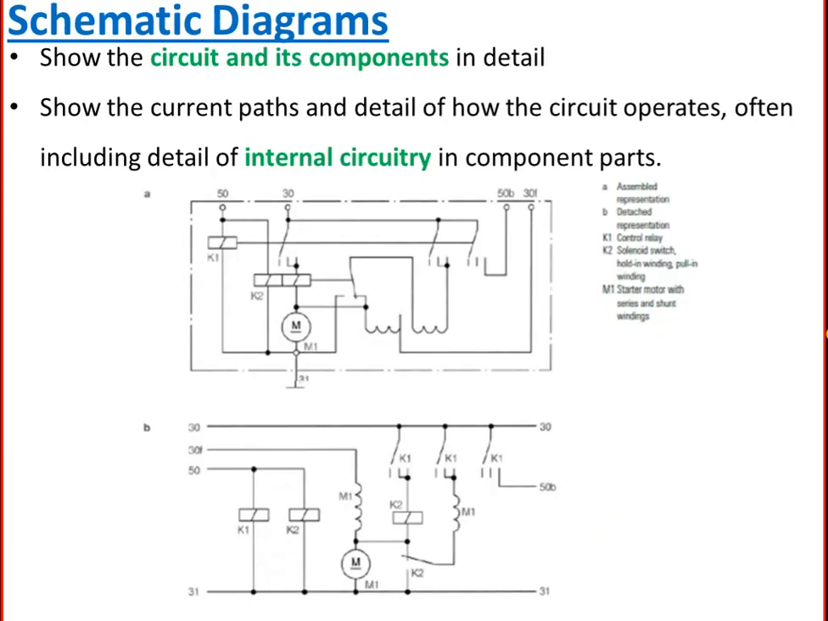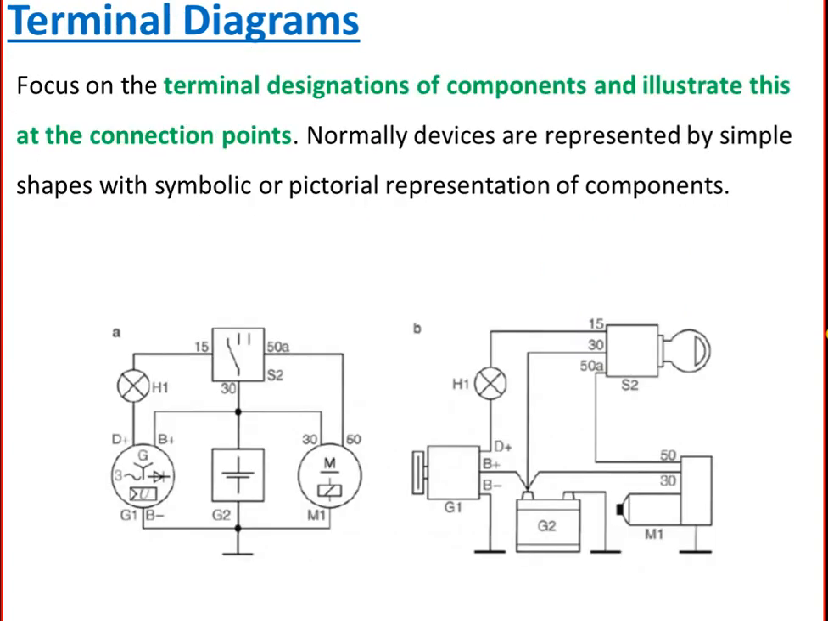They do not give detail of internal component circuitry and just show the most significant elements. So the figure shows the block diagram of a wiring system. The next one is the schematic diagram. A schematic diagram shows the circuit and its components in detail. They show the current paths and details of how the circuit operates, often including details of internal circuitry in component parts. The next one is the terminal diagram. A terminal diagram focuses on the terminal designation of components and illustrates this at the connection points. Normally, devices are represented by simple shapes with symbolic or pictorial representation of components.